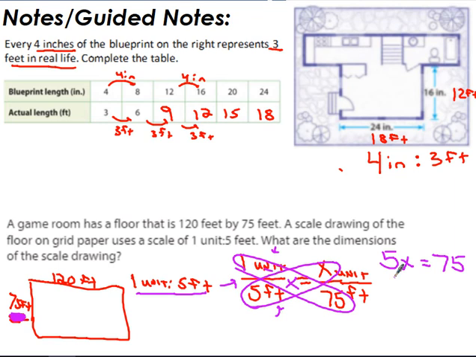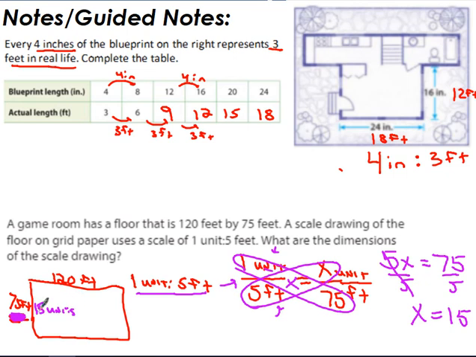These cancel. I get x equals 15. So that means I need 15 units on my scale drawing to represent this wall of 75 feet. Now notice how I only did it on one side.